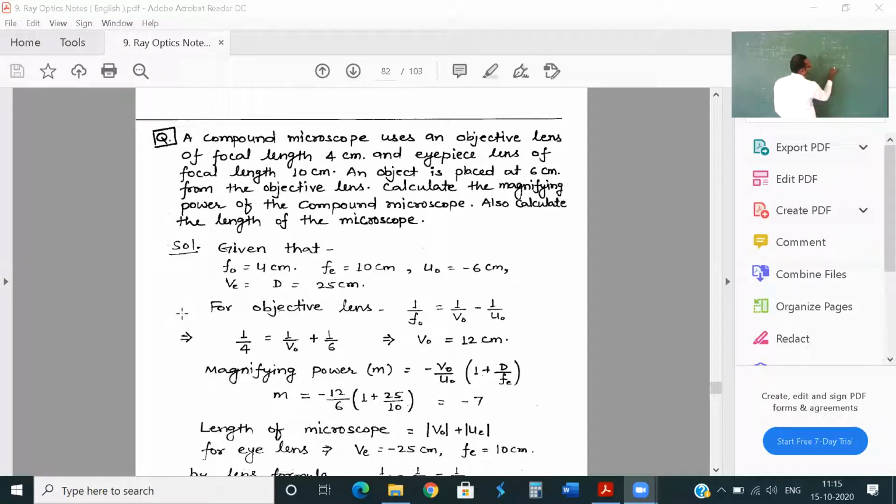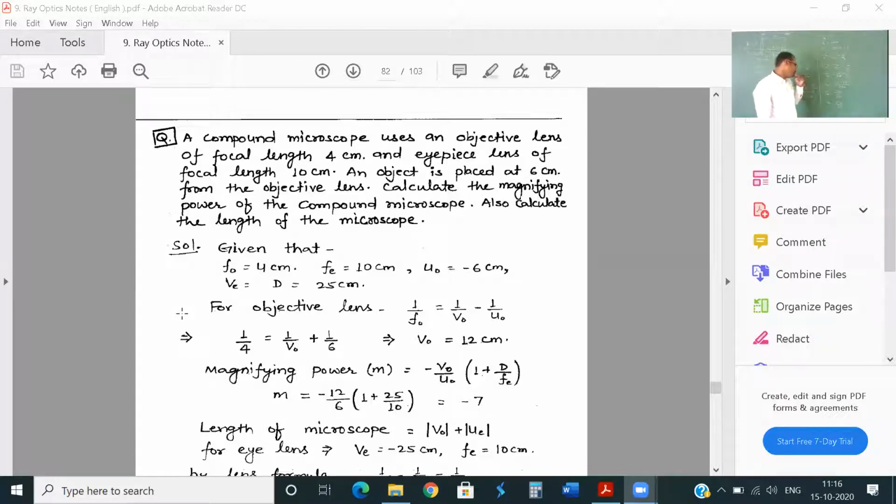So what will happen? Minus 1 by UE, it will become plus 1 by UE is equal to minus 1 by 25, minus 1 by 10. So 1 by UE will become what? So what to multiply again? 250. Don't take LCM. Why make unnecessary mistakes? Now cross multiply. Minus 10 minus 25. 1 by UE is equal to minus 35 upon 250. So what is UE? UE is equal to 250 upon 35 with negative sign.